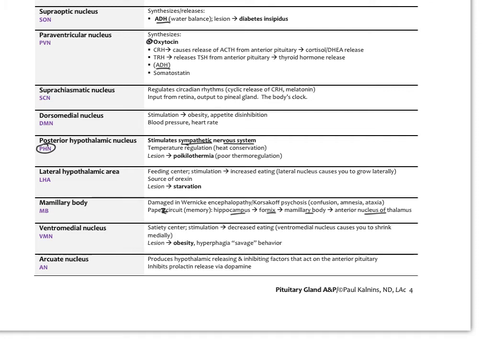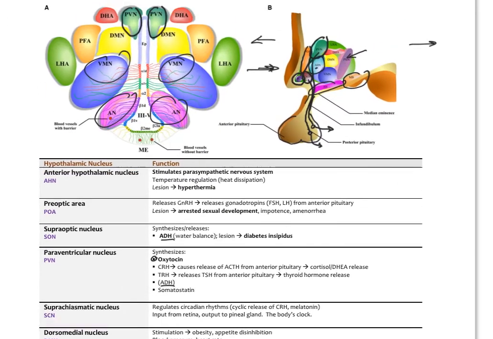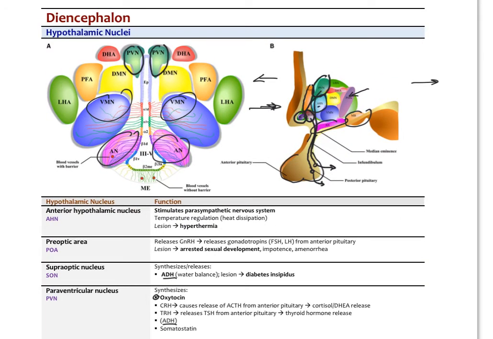You don't need to memorize all those. But again, some of the bigger ones, especially the suprachiasmatic nucleus, the paraventricular nucleus, and the supraoptic nucleus, and the arcuate nucleus, and what their roles are.